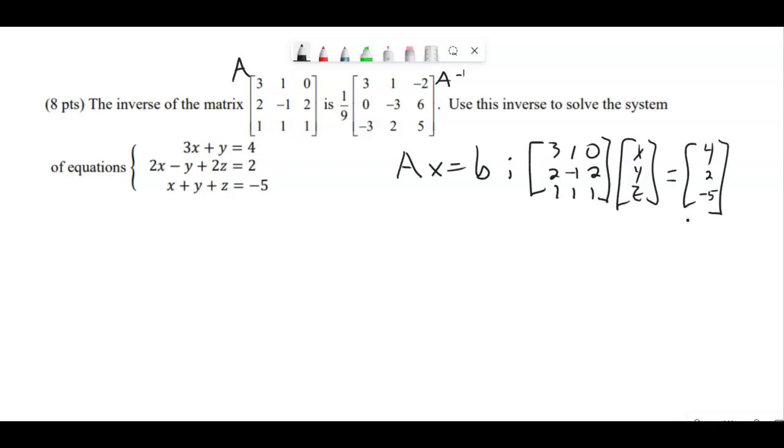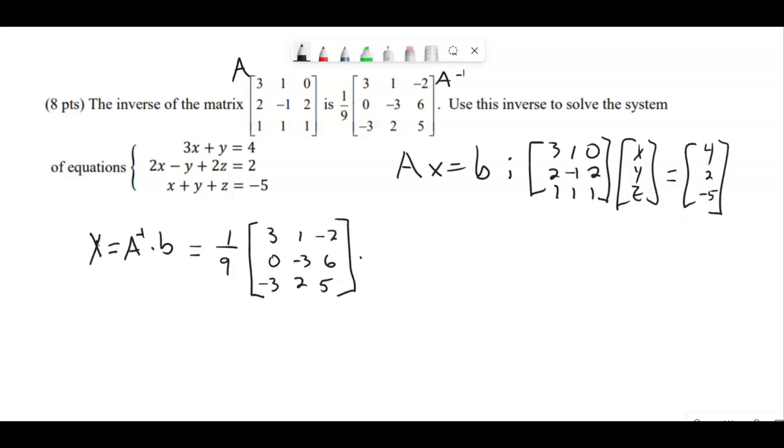So they gave us the inverse of A. The solution is X equals A inverse times B. We are given A inverse. That's the hardest part of solving with an inverse, is finding the inverse. The fact that they gave it to us made this question very easy. Just have to know how to use it. There's A inverse times, and the B is the 4, 2, -5.